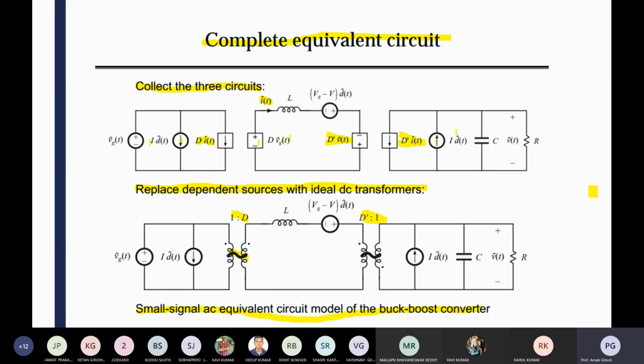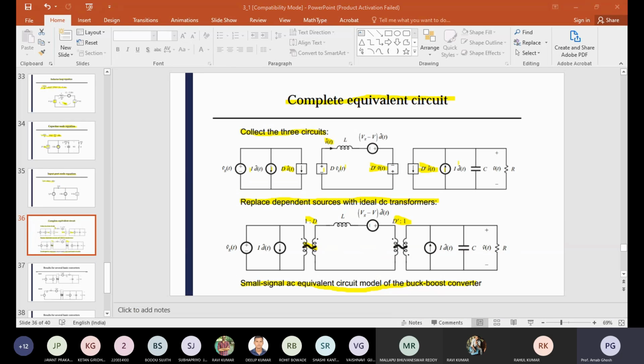Thank you for today's session. I think all of you understand how we go about modeling the buck boost converter, that means small signal modeling of the buck boost converter using the state equations.